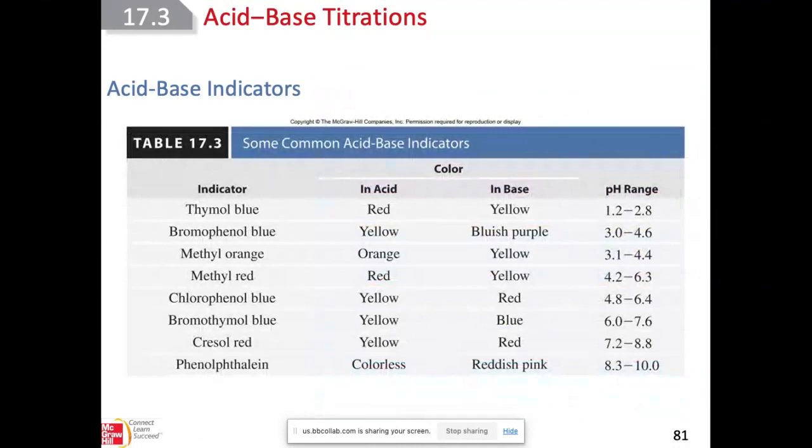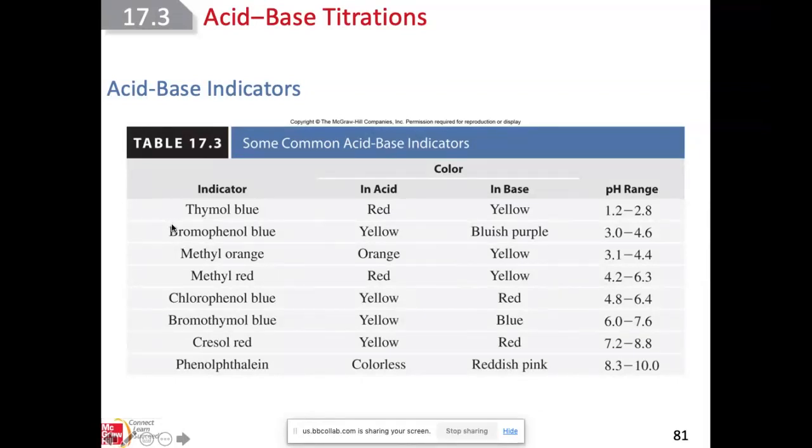This table gives us some common acid-base indicators: thymol blue, bromophenol blue, methyl orange, methyl red, and so on. They give us the color each has in acidic solution and in basic solution, and the pH range over which they change color. So for thymol blue, below 1.2 the color is red. The change happens between 1.2 and 2.8, and after 2.8, thymol blue has a yellow color.